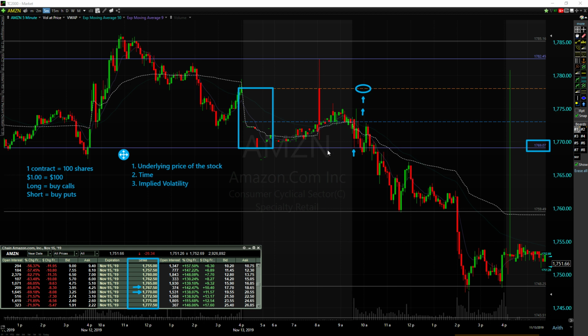So with Amazon coming into my support level at 1769, I look at my strike prices around that area. We have 1767.50. That would actually be in the money because that would be just a little bit underneath the level I'm looking to buy Amazon.